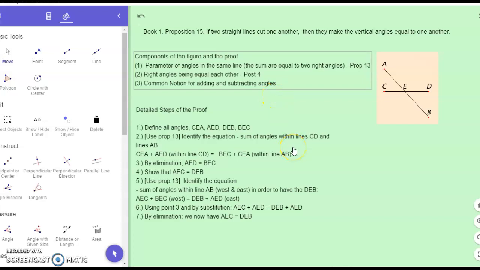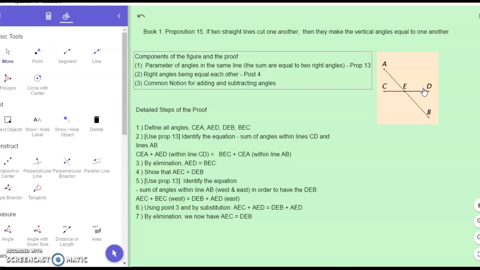For the proof, using the parameter of angles in the same line, which states the sum is equal to two right angles, and also the parameter of right angles being equal to each other, we can establish equalities or equations. Upon comparing equations, we can subtract common terms, and then we are able to derive the equality of the vertical angles.